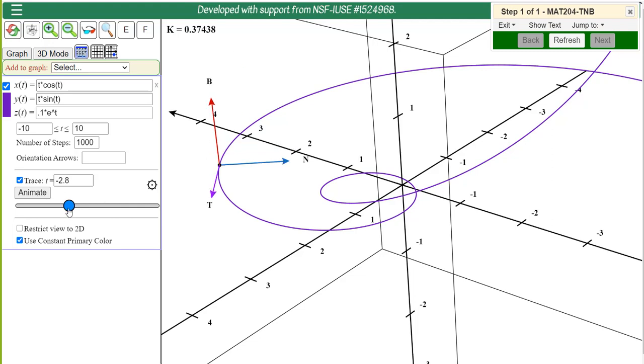Okay? Now, so this normal vector is going to point into the direction that the curve is changing. Okay?